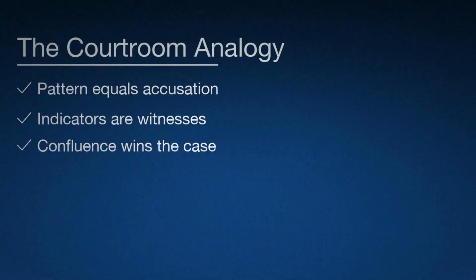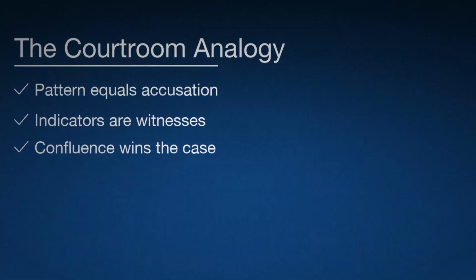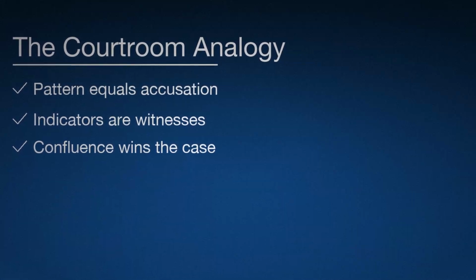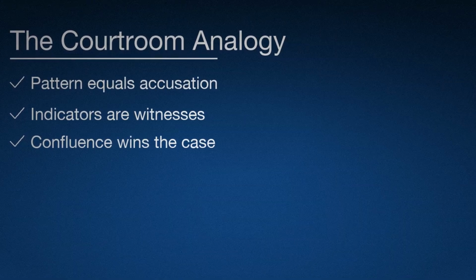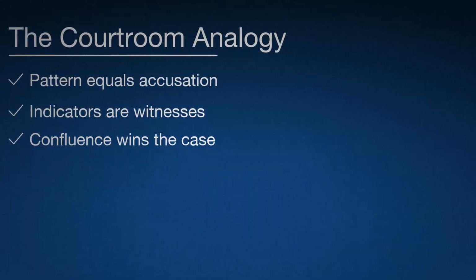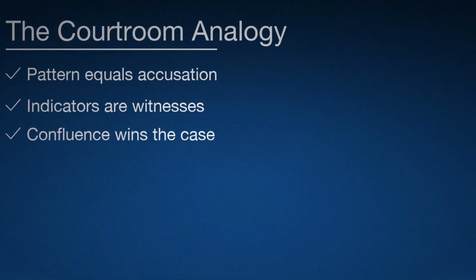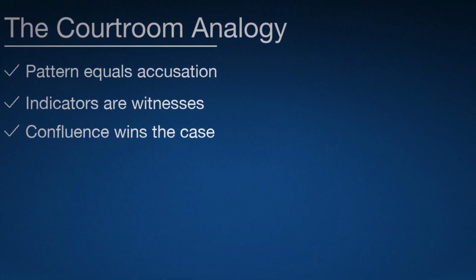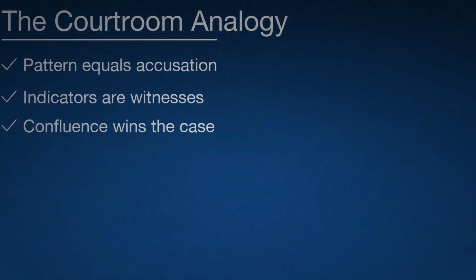Think of a chart pattern as an accusation. The price says a breakout is happening. But in court, an accusation needs corroborating witnesses. Volume is the eyewitness, momentum is the motive, volatility is the weapon, and trend is the prior record. One witness can lie. Three independent witnesses telling the same story is confluence, and confluence is what turns a setup from a guess into a trade.